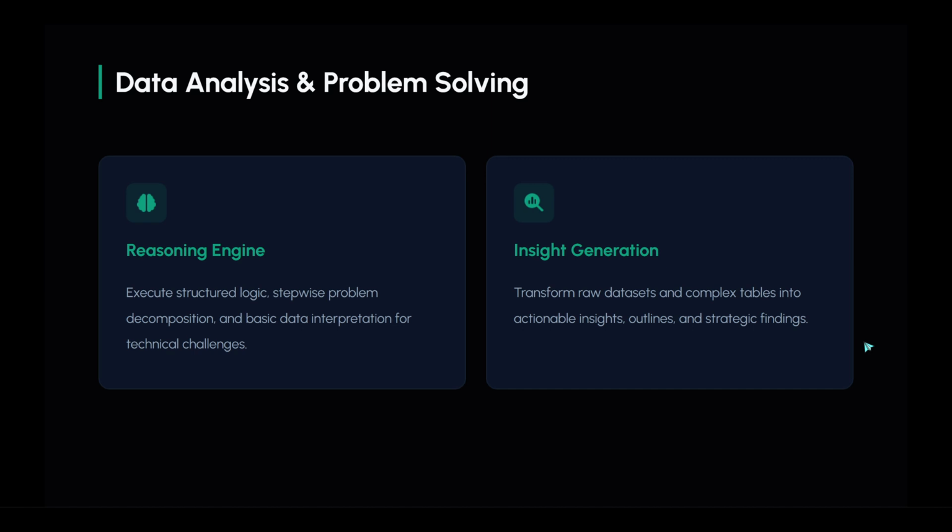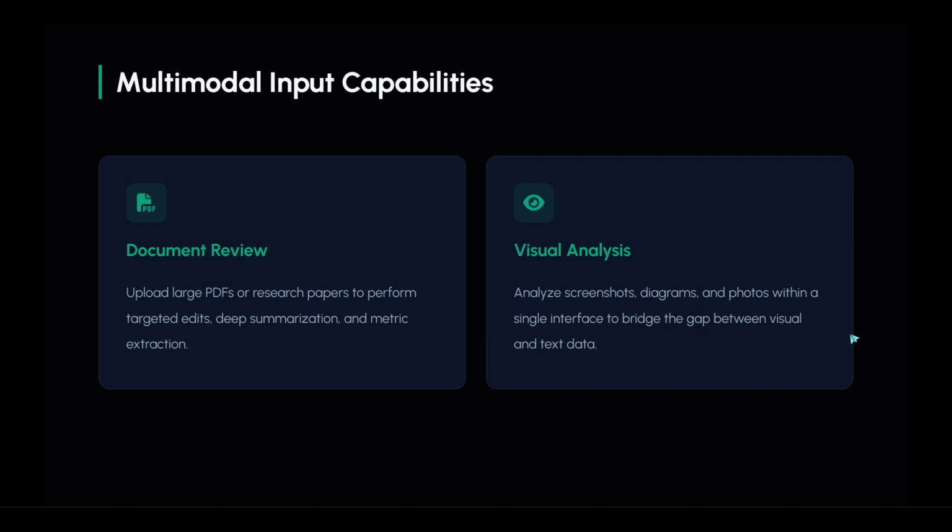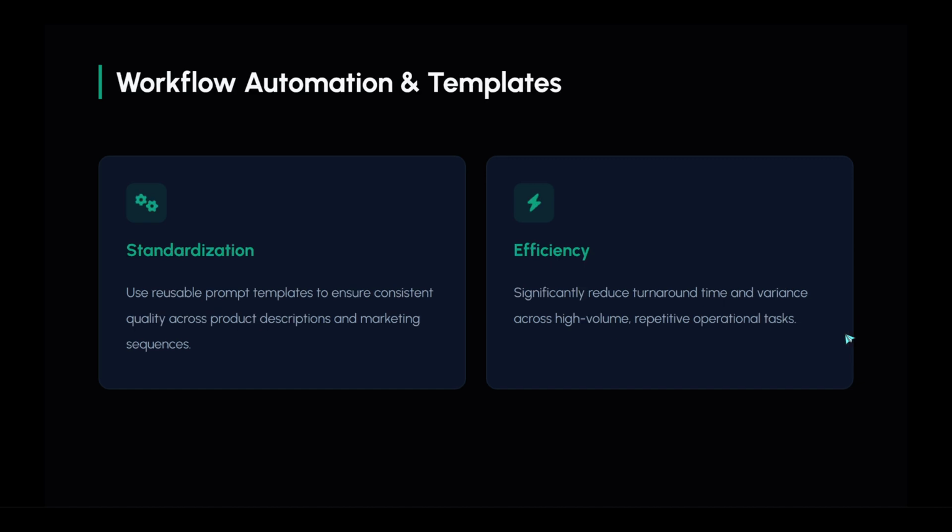Finally, workflow automation with prompt templates. Reusable prompts help you standardize outputs like product descriptions or email sequences and cut turnaround time. Keep a small library of templates that define audience, structure, tone, and success criteria with placeholders for variables. This reduces variance across a team and makes results predictable while still allowing quick tweaks.